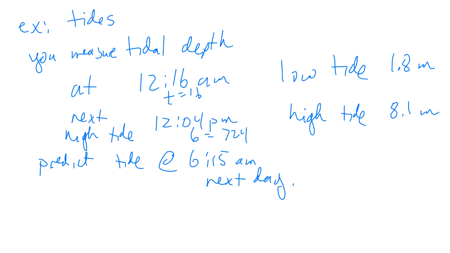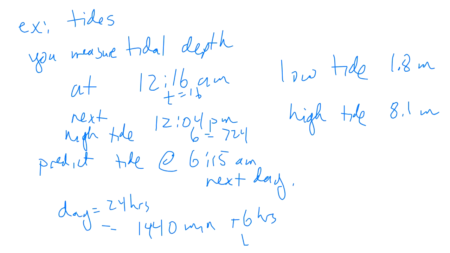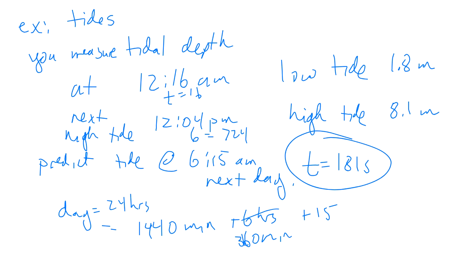And we want to predict it at 6:15 the next day. So a day is 24 hours, which I multiply by 60 to get 1,440 minutes. Then I need to do 6 more hours. That's another 360 minutes. But then another 15. So overall, we are looking at 1,815 minutes. Okay? So we are given the value at t equals 16 and t equals 24. We would like to know what is the value at t equals 1,815.